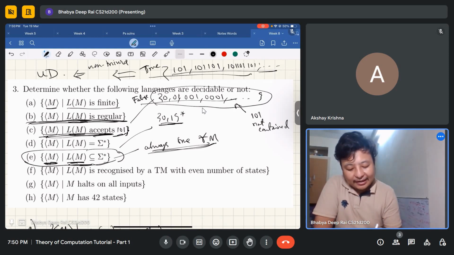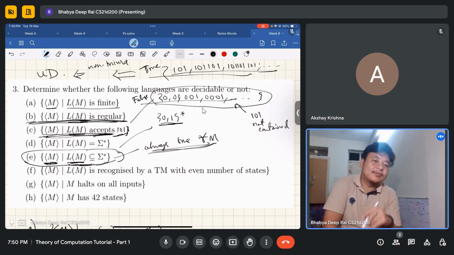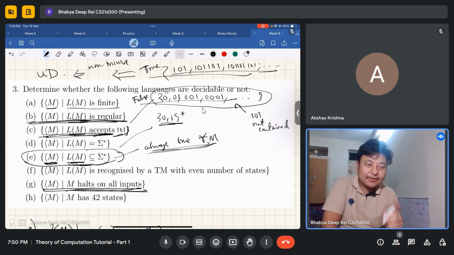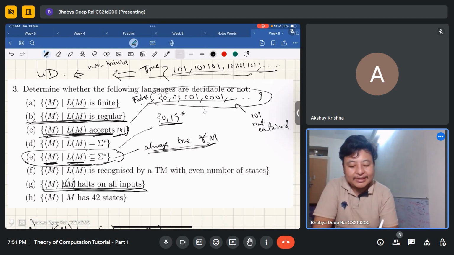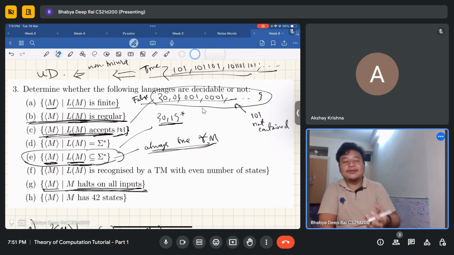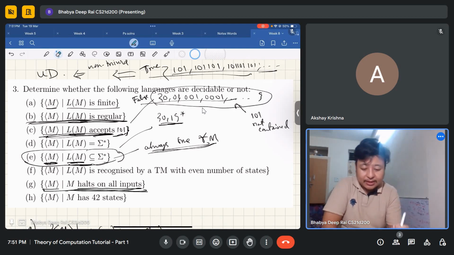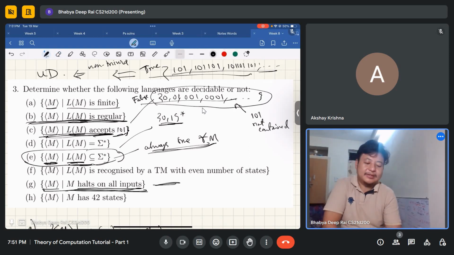With little time left, I just want to say one final thing: testing the property is for the language of the machine, not for the machine itself. For example, here the set of M such that M halts on all inputs, Rice's theorem is not applicable because it does not say L of M. It says only M. That is a property of the machine, not of the language. In these cases, Rice's theorem will not help us.